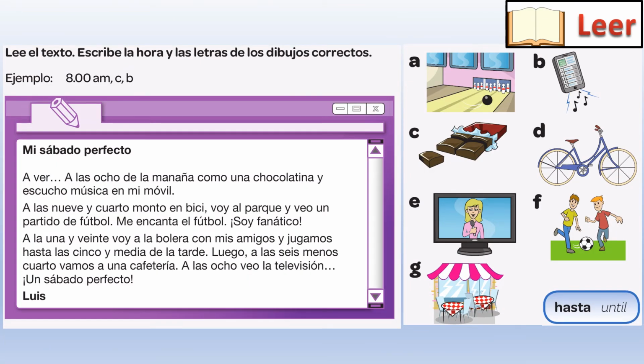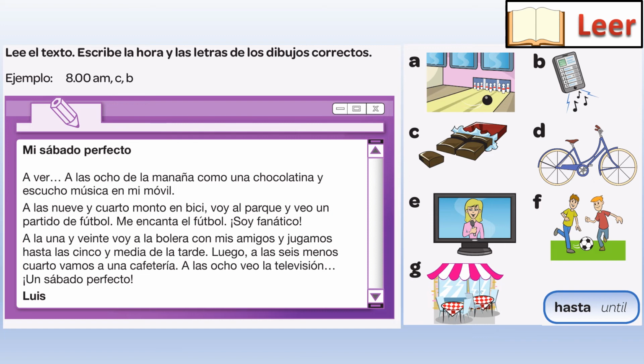Vamos a leer. Lee el texto, escribe la hora y las letras de los dibujos correctos. Read the text, write the time and the letters of the correct drawings. Below is a text written by Luis about his perfect Saturday. You need to tell me which activities he does at what time. Like in the example, just write the time and the letter of the picture. Okay, so put the video in pause and when you're ready to see the answers, press play.